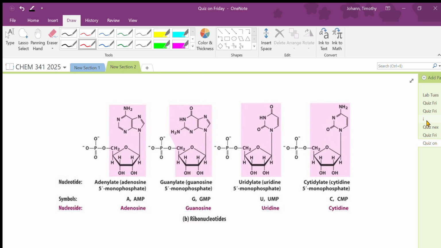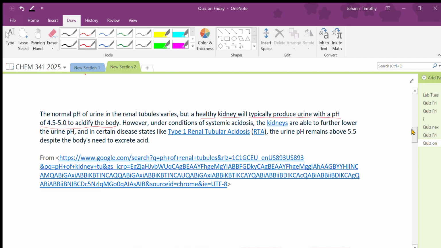Yes. That does seem weird, but is it saying that the urine is above 5.5 and it's not able to get rid of the acidity? I don't know. Let's take a look at that. So it's saying the urine pH remains above 5.5 despite the body's need to excrete acid. Okay. I see what you're saying there. So it might be that's what's going on. All right. But if that's the case, I definitely still have an issue with we're not acidifying the body by excreting 4.5 to 5.0, because your blood, which is what interacts with the kidneys, right, is pH 7.4.